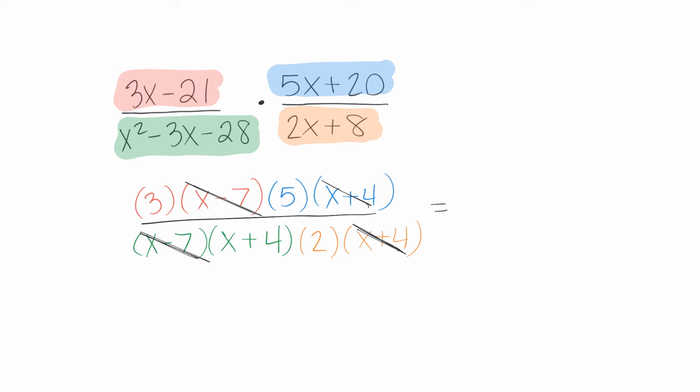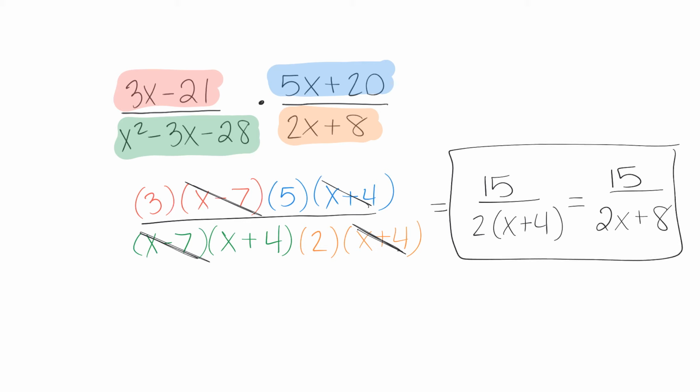Okay, what's left in the top? I've got a 3 and a 5. They're multiplying, so 3 times 5 is 15. In the denominator, I have an x plus 4 times 2. So then you're going to check, can 2 and 15 simplify? They can't, so we're going to leave that. You can alternatively write this by distributing that 2 back in if you'd like. You don't have to, but either of these will work as your final answer.